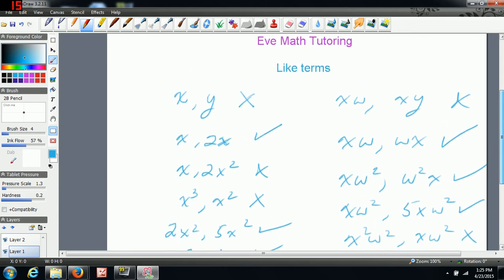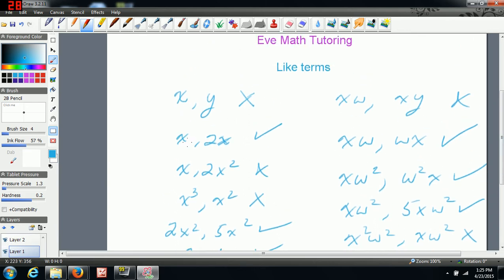So what you're really looking for is if you have the same variable, and if you do, the coefficients never matter. The number in front doesn't matter. However, when you look at the variable, you have to check the power of the variable. So in this case, you've got the same power in the same variable. And if you have more than one variable, the order doesn't actually matter. Here we have xw and wx, so these two would be considered like terms even though they're written in a different order.